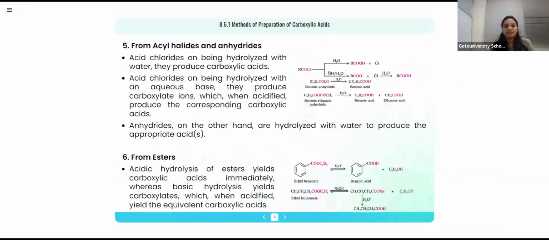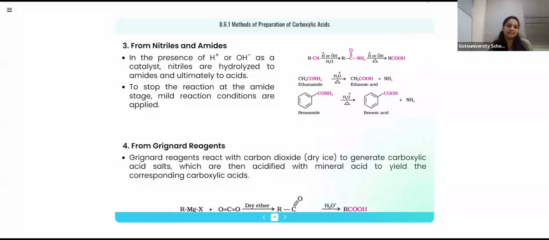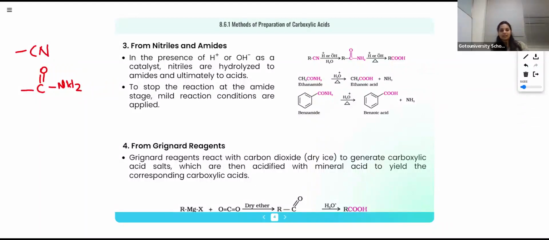Next one, preparation from nitriles and amides. What are nitriles? I told you, compounds containing the CN group are called nitriles, right? And what is an amide? The CONH2 group is called the amide group. CN group is called the nitrile group and CONH2 group is called the amide group. Using these compounds, we can prepare carboxylic acid.